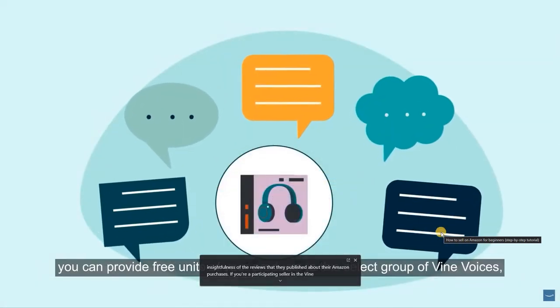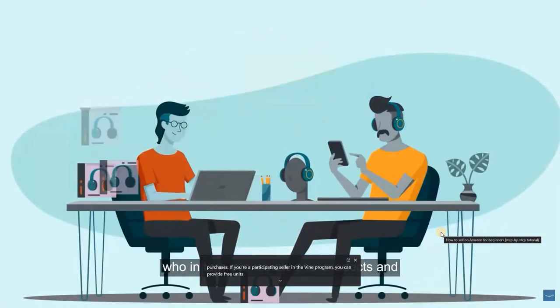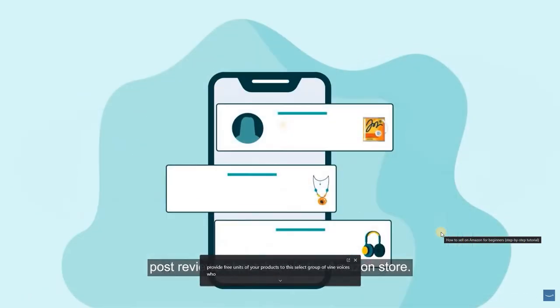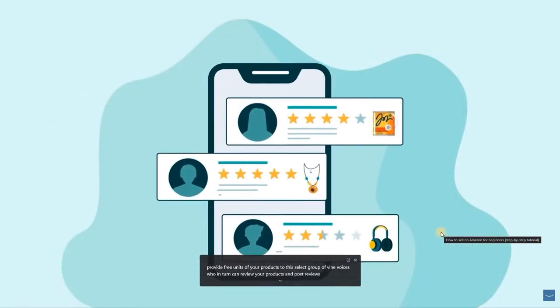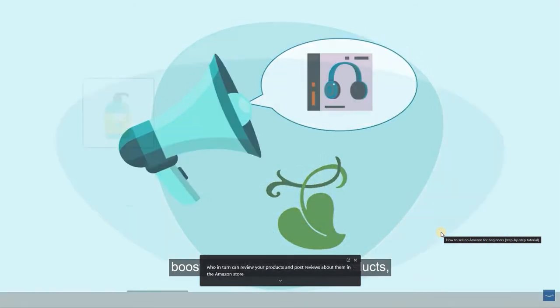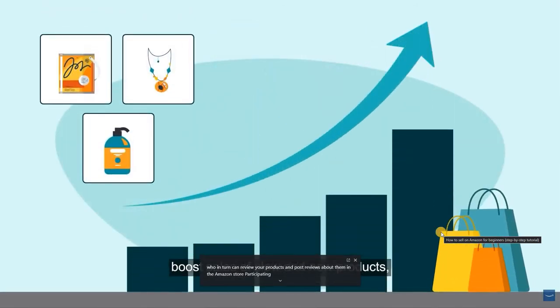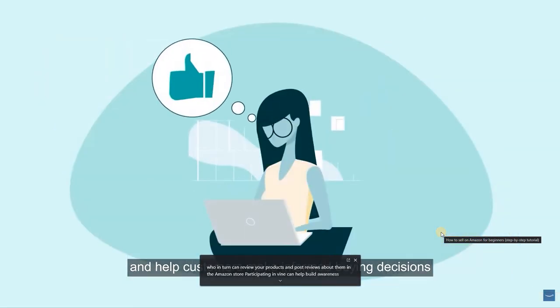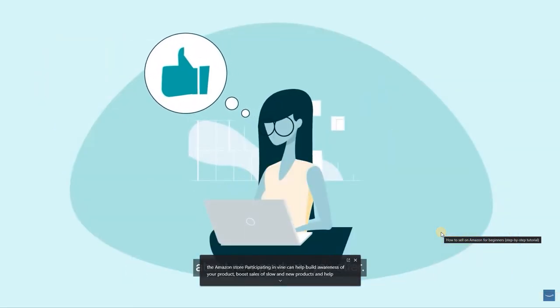If you're a participating seller in the Vine program, you can provide free units of your products to this select group of Vine Voices, who in turn can review your products and post reviews about them in the Amazon store. Participating in Vine can help build awareness of your product, boost sales of slow and new products, and help customers make informed buying decisions about new products you offer.